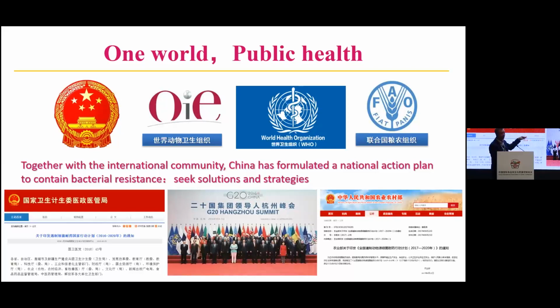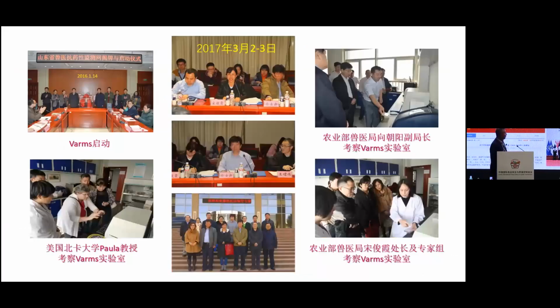Previous speakers mentioned One Health, One World. Different countries are doing everything they can to control AMR. Ministry of Agriculture and Ministry of Health are making the national action plans of China.